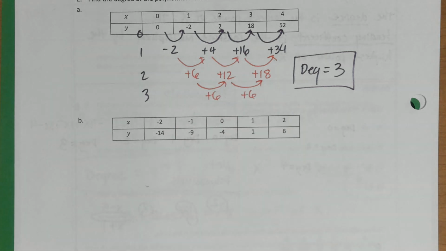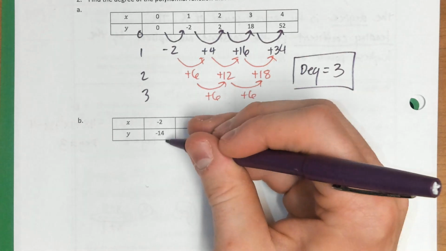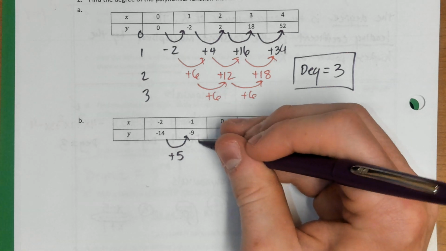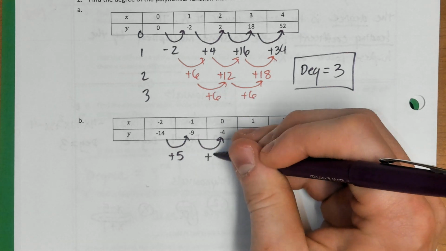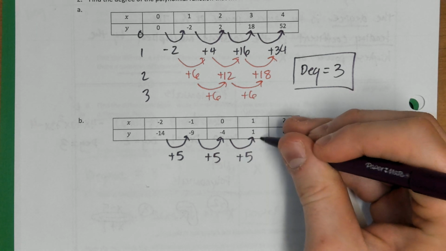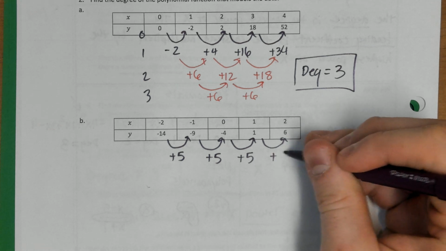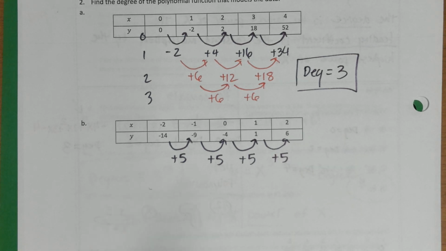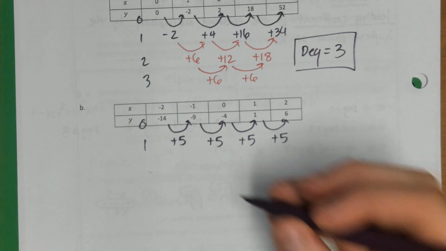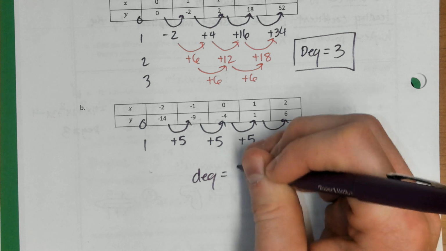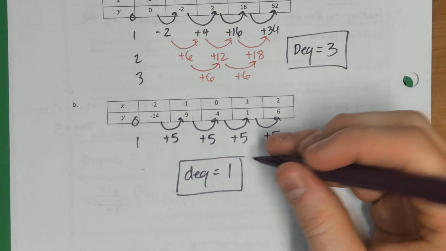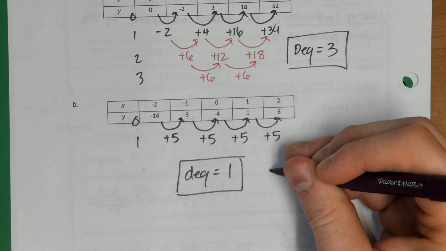And B, between negative 14 and 9, it's a difference of plus 5. Between negative 9 and negative 4, it's a difference of plus 5. Negative 4 and 1, that's a difference of plus 5. Oh, that's really nice. Between 1 and 6, it's a difference of plus 5. So this would be degree of 0, degree of 1. So then this would have to be degree equals 1. Actually, when there's only a first degree polynomial, this is not a quadratic, this is actually linear.